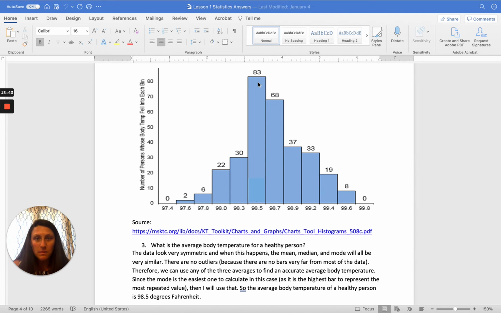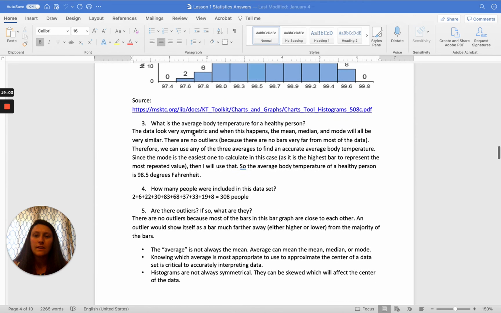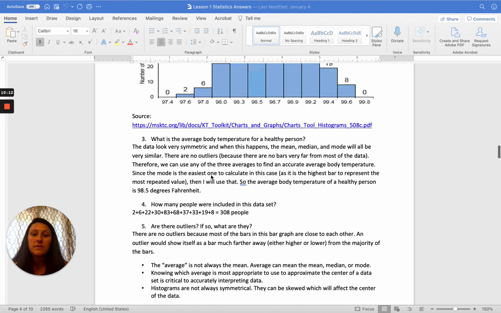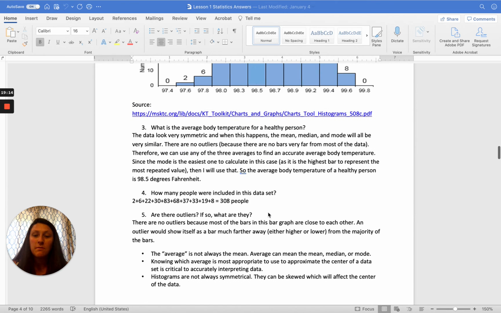You could still use the median, but again, you'd have to figure out how many people are in this data set, and then you'd have to find the middle, right? So if there's 300 people, the middle is around 150. So then you'd have to figure out where exactly is the 150th person by adding up these numbers. So, it's a lot. I would just use the mode if you have a symmetrical data set there. Okay. Oh, look, I even found out how many people are included in this data set. So again, you can just add up those numbers that you see, and it looks like there's 308 people.